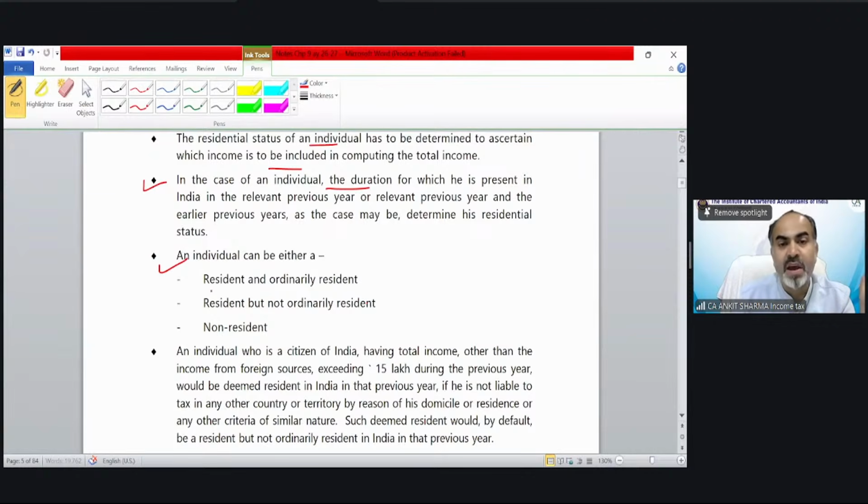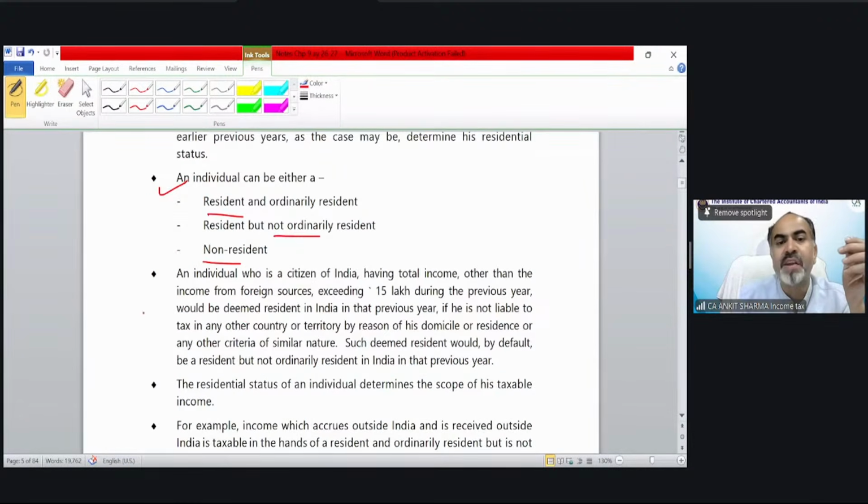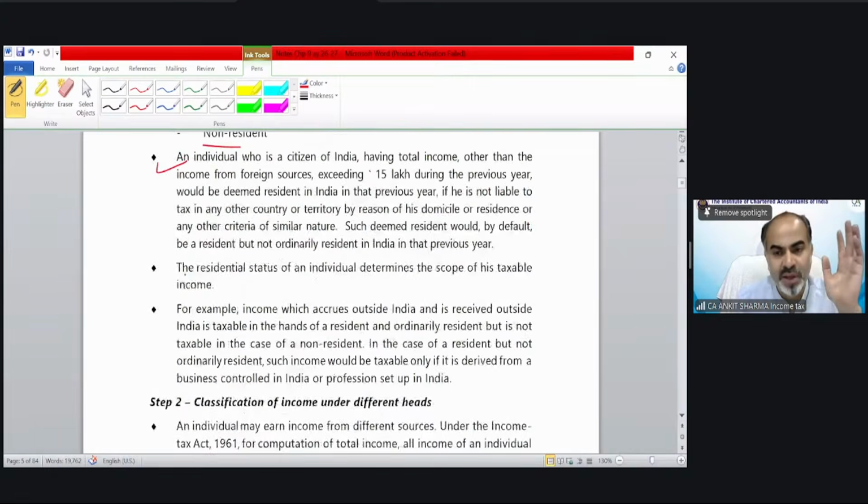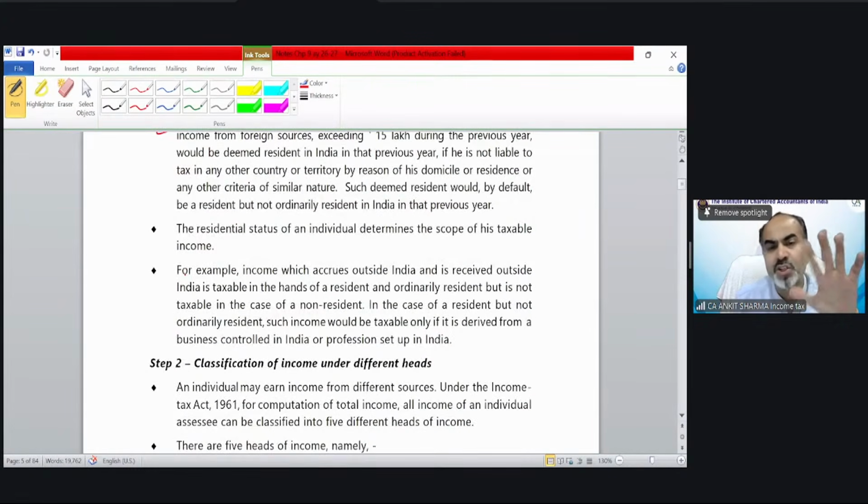An individual could be a resident and ordinary resident, a resident but not ordinary resident, or a non-resident. Then we have the concept of deemed resident, which we have also gone through earlier. So after applying the residential provisions, you will find out the residential status. And why is it important? Because the incidence of tax, the taxability of income, or the inclusion of income under the individual's heads of income will depend upon his residential status.